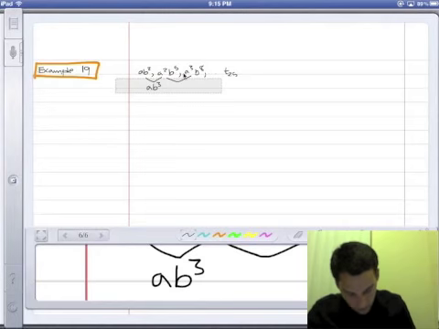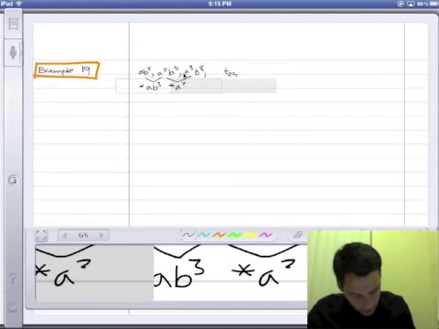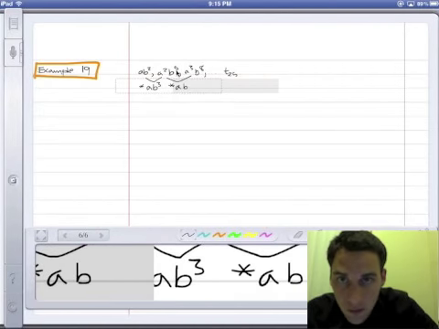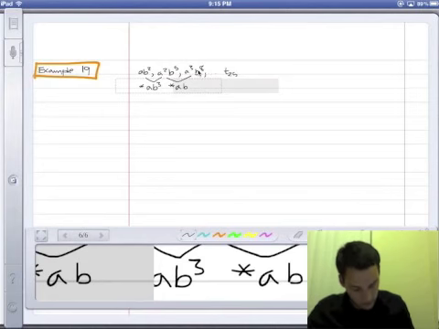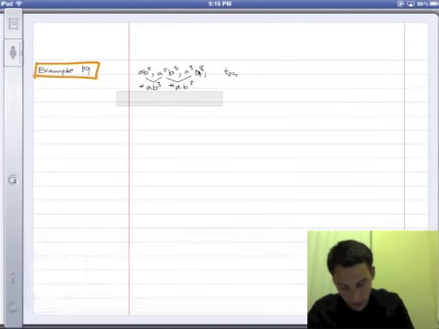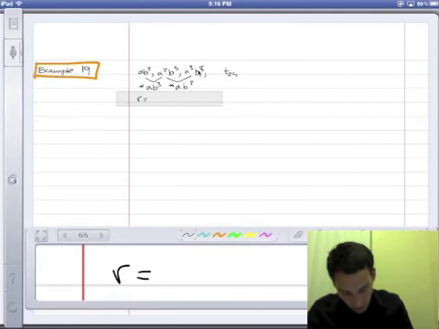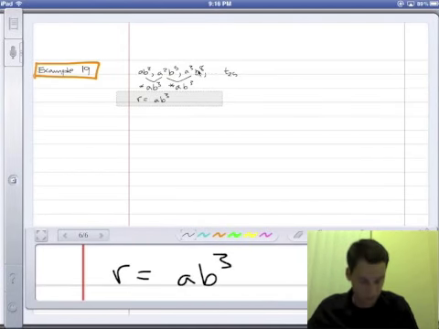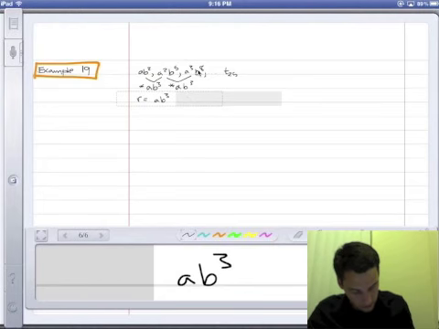Yeah. And this is multiplication. A, and then b will work. B cubed times 5. Yep, that'll work too. So great, we have r. R equals a b cubed. The first term, that's easy in this case.